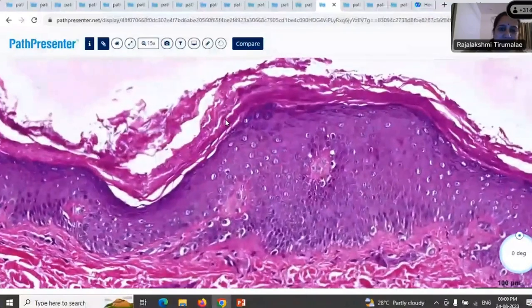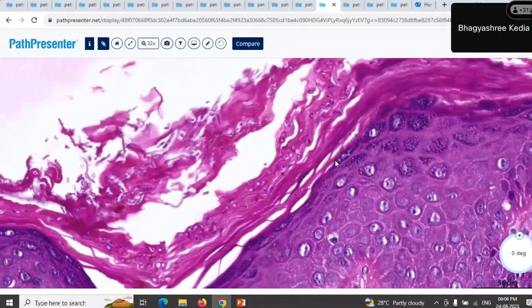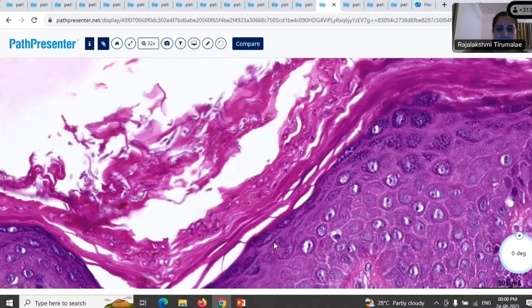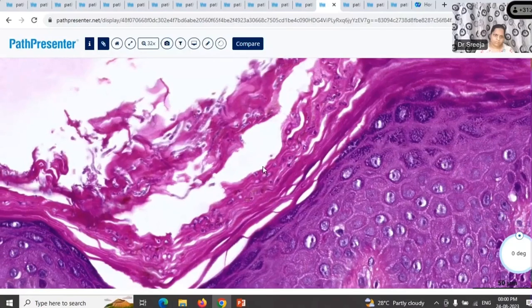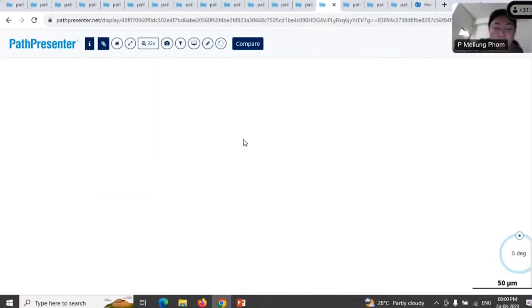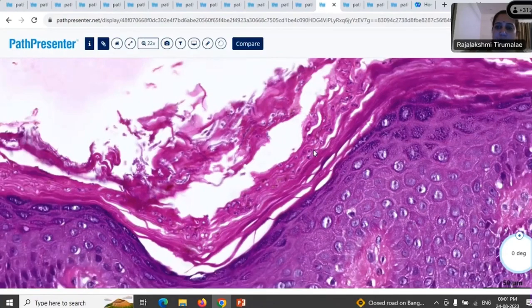But what is this? What are these? You said it right. You picked it up. Tell me what these are. Can you appreciate the hyphae? The spores and the hyphae in the stratum corneum? Yes, isn't it? So this is not an artifact. So you were very correct in your observation. These are the hyphae and spores that you are seeing in the stratum corneum, in the altered.